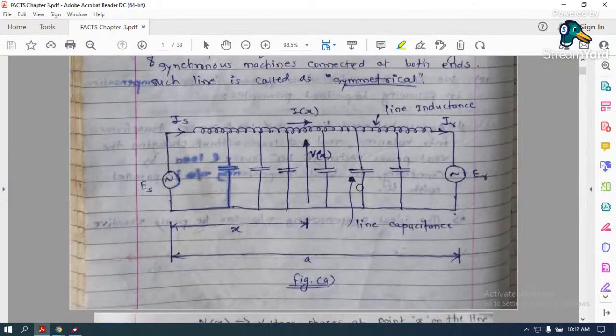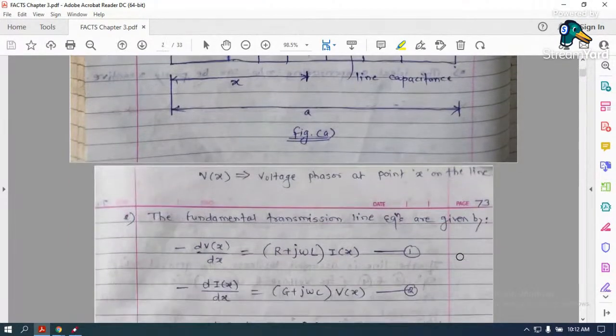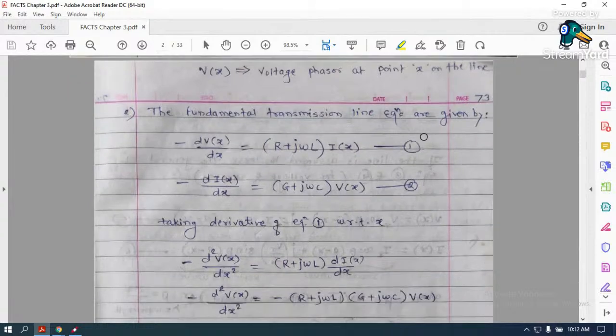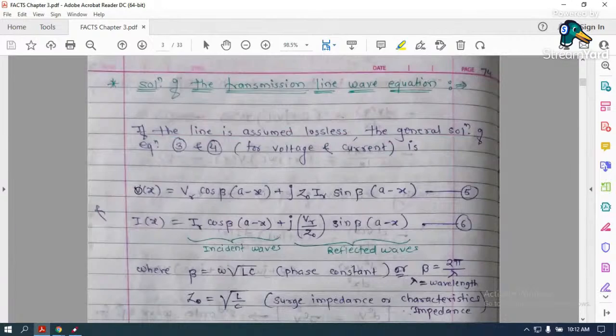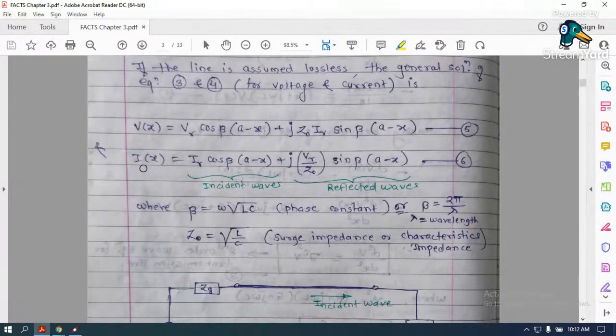You can see this is called a two machine model, which is symmetrical because I have connected a synchronous machine on both sides, and X is any point in the transmission line where A is the length of the transmission line. The fundamental transmission line equations can be given by these two equations, and the solution is given by V of X and I of X. That phasor V or I of X can be divided into two parts. One is called the incident wave, the second is the reflected wave.